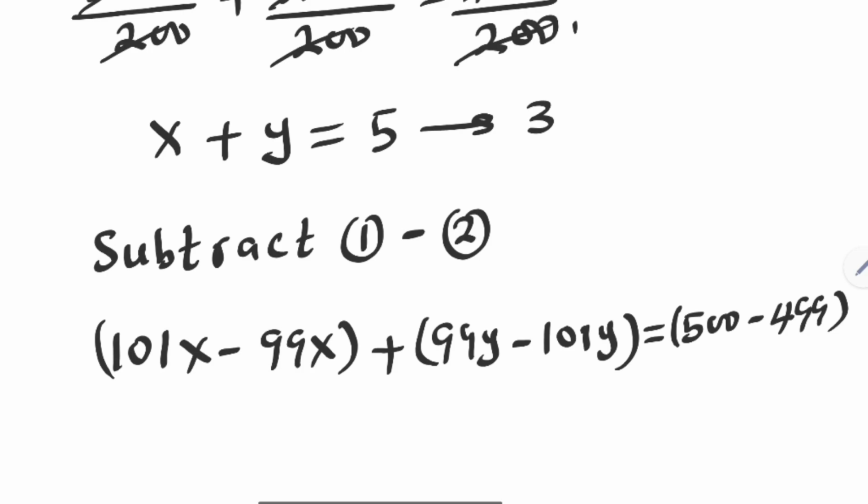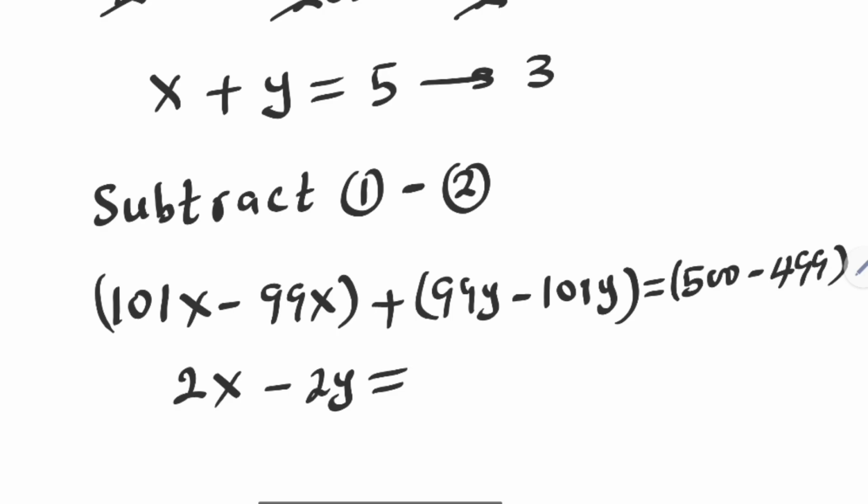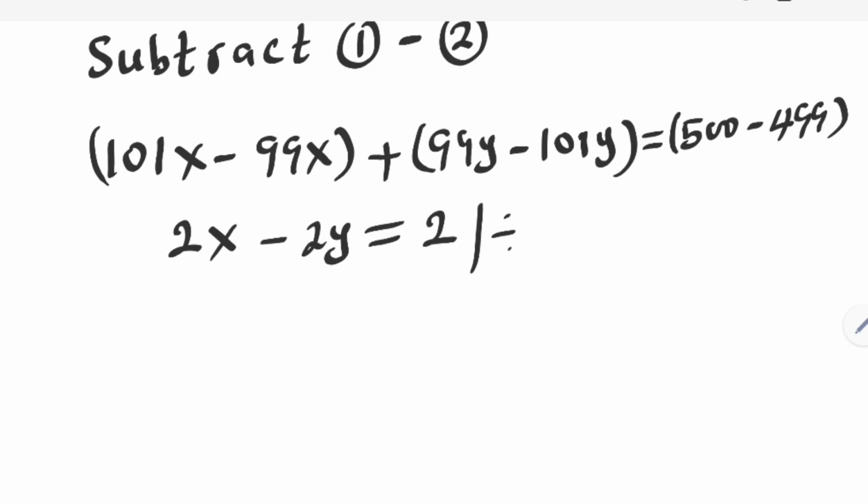101x minus 99x, this is 2x. Then 99y minus 101y, this is minus 2y is equal to 500 minus 499. That is 2. Let us divide the whole of this equation by 2. We have x minus y is equal to 1. Let us call this equation 4.